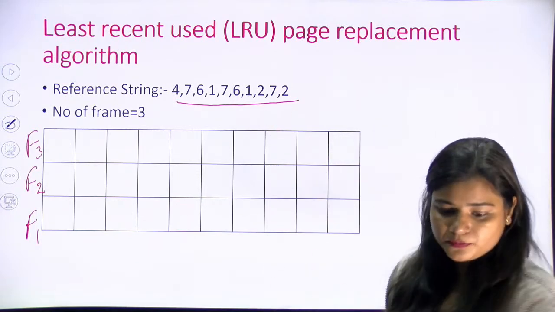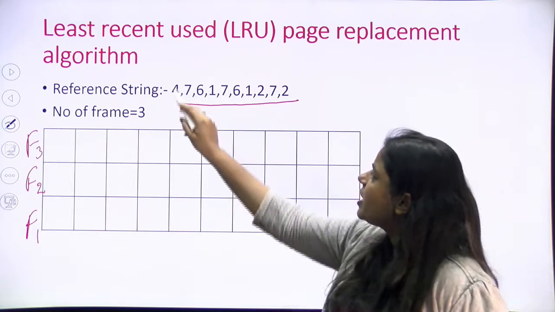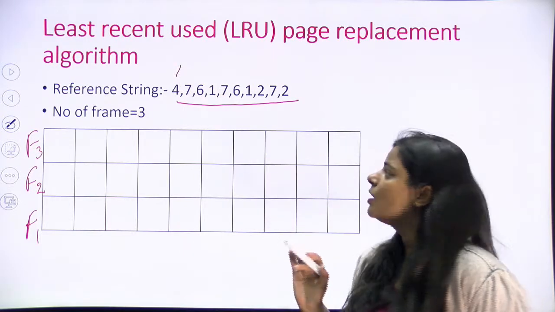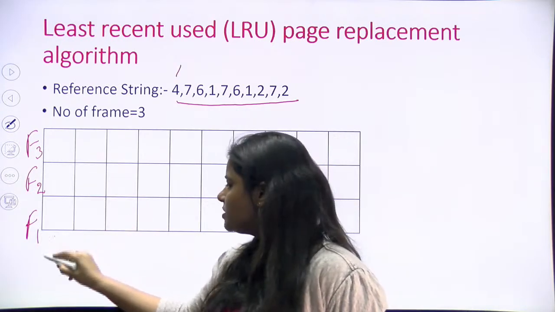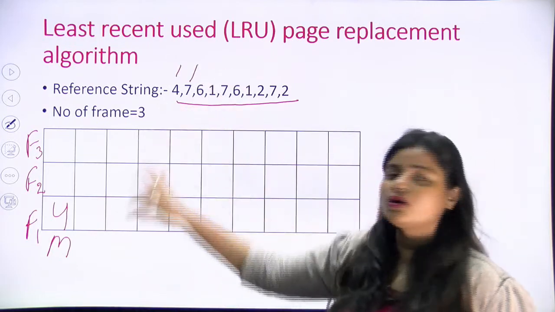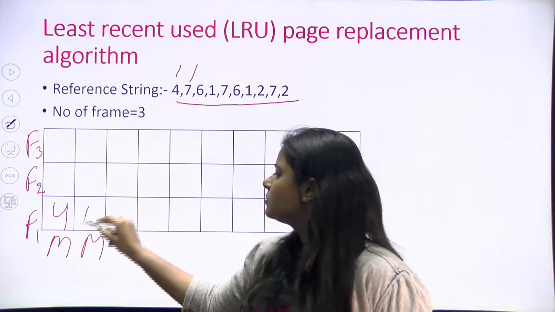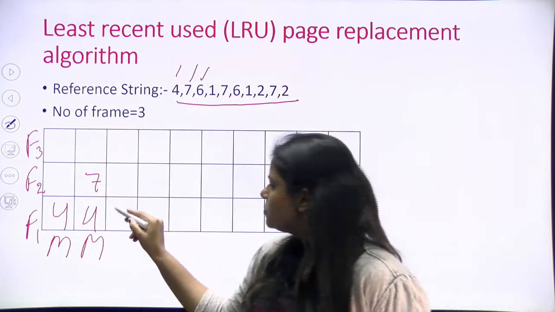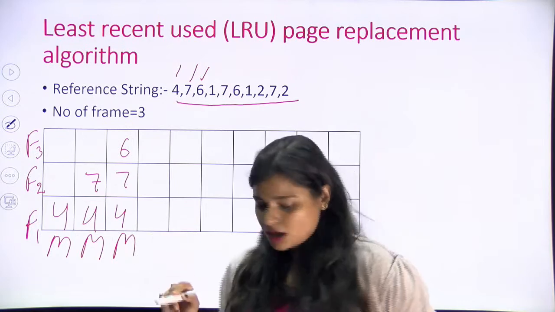Let's calculate this question. The approaches of finding hit and finding miss are the same. So 4 is not present inside the main memory, so it is a page miss. I will write 4 over here. Again 7 is not currently present inside the main memory, it is a page miss. Again we are having 6. So 4, 7 and 6, the frame is empty and it is again a miss.